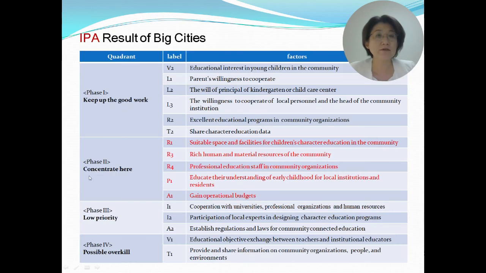We can see the concentrate here quadrant: R1, suitable space and facilities for children's character education in the community; R3, rich human and material resources of the community; R4, professional education staff and community organizations; P1, educate their understanding of early childhood for local institution and residents, loop learning part; A1 is administrative part, gain operation budget.